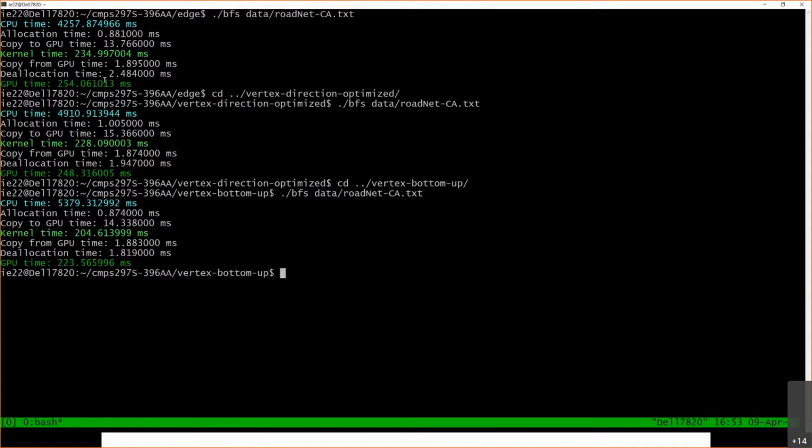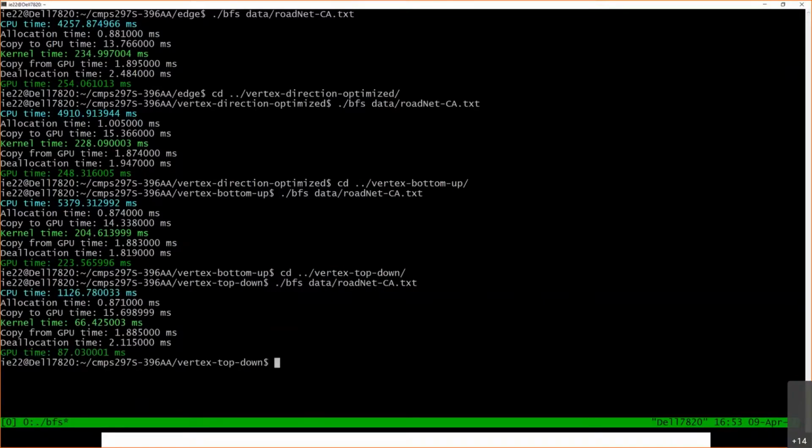Remember, for the high degree graph, edge-centric was better than the bottom-up vertex-centric. Here, the vertex-centric bottom-up is better than the edge-centric. Now let's look at the top-down approach. And what do you notice? It's significantly faster. So this vertex-centric top-down approach that was much slower for the high degree graphs, 4 to 12 times slower, is actually much faster than these other approaches for the low degree graph.